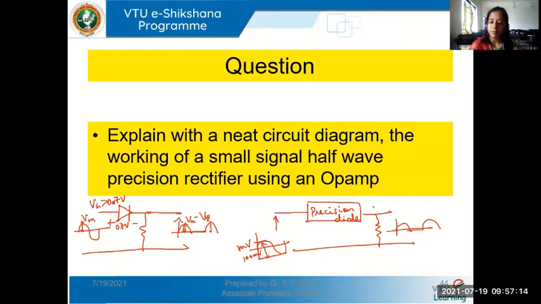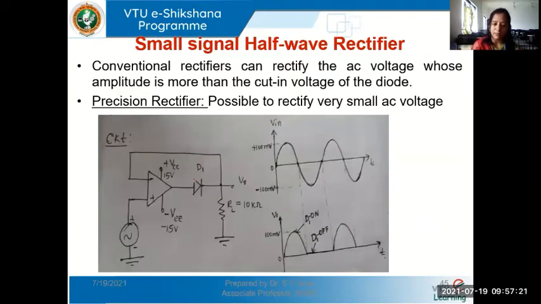But when we are using this diode within the feedback loop of the op-amp, what do you think will happen? You see in this circuit, the diode is connected inside the feedback loop of an op-amp. So this cut-in voltage V gamma for this conducting diode will get divided by the open loop gain of the op-amp. So V gamma gets divided by the open loop gain of the op-amp, and that is the new value of cut-in voltage of this diode.